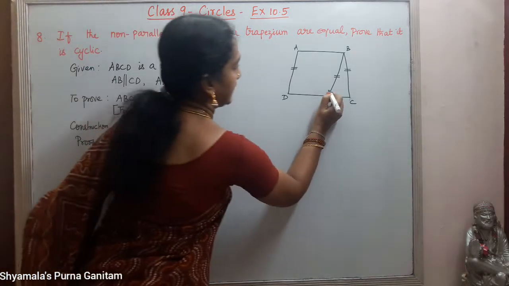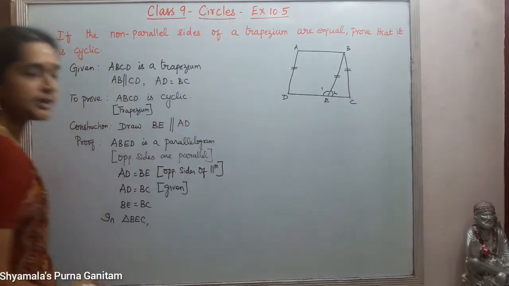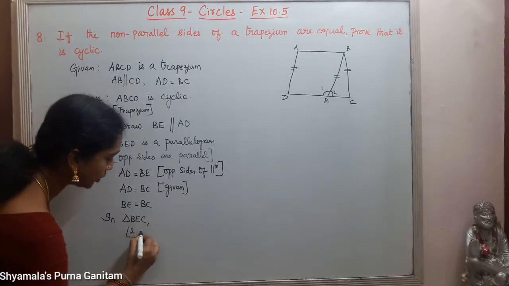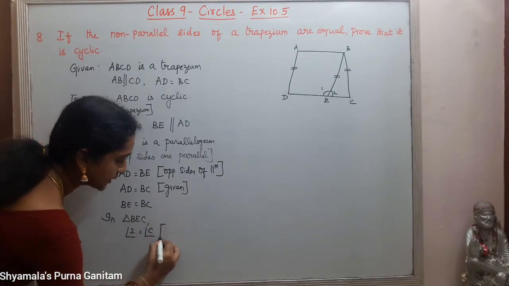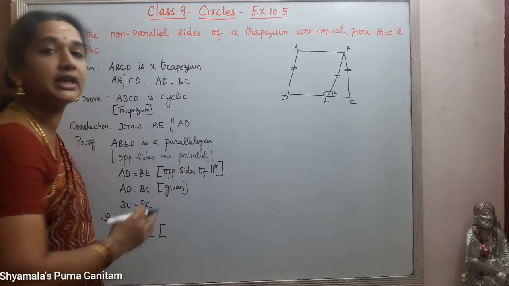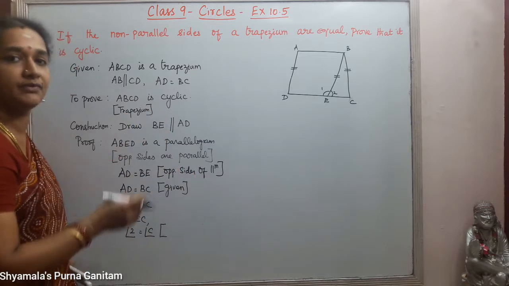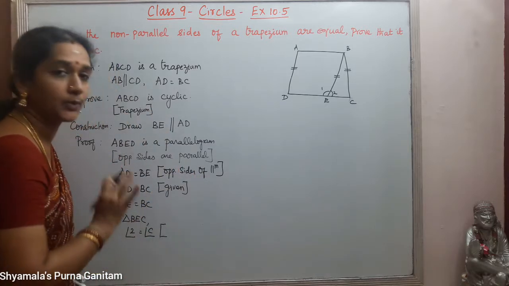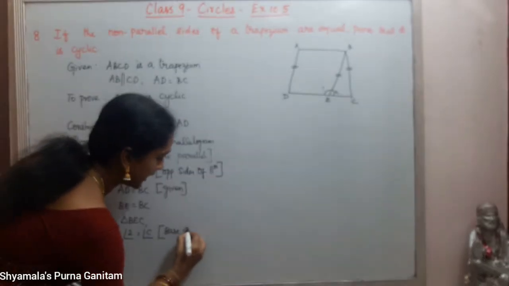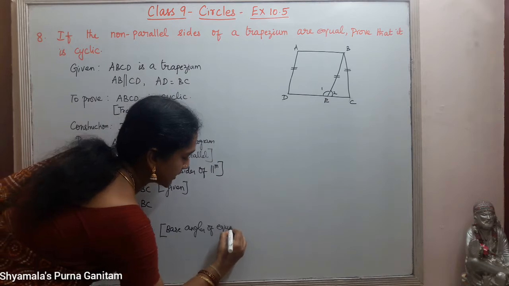Since two angles are there, we will take them as 1 and 2. So angle 2 is equal to angle C. This is by the condition. Every time when we are writing, we have to write the condition, on what basis we are getting this. So angle 2 is equal to angle C, being base angles of equal sides.